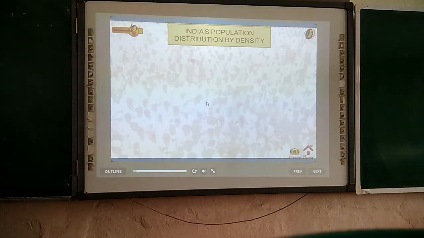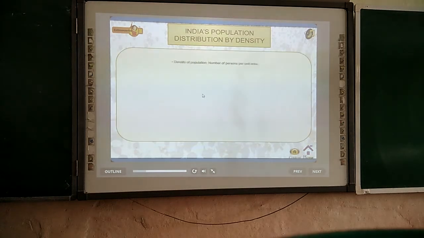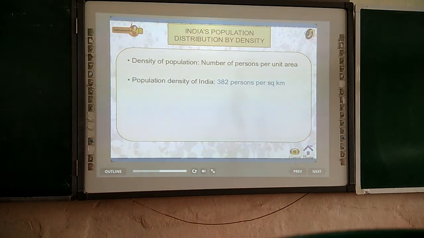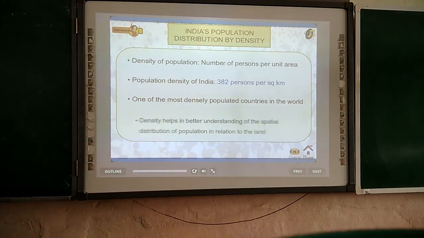Let us now know more about the population distribution of India by density. Density of population is the number of persons per unit area. Population density of India is 382 persons per square kilometer according to the census of 2011. India is one of the most densely populated countries in the world. Density helps in better understanding of the spatial distribution of population in relation to the land.